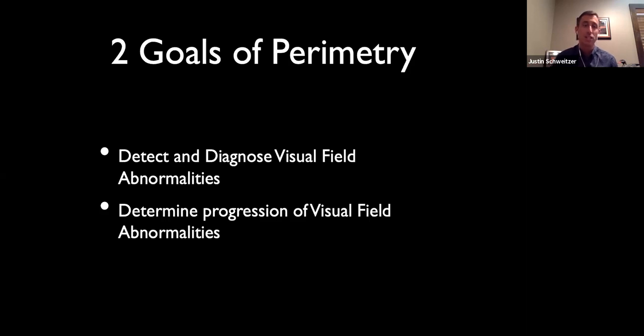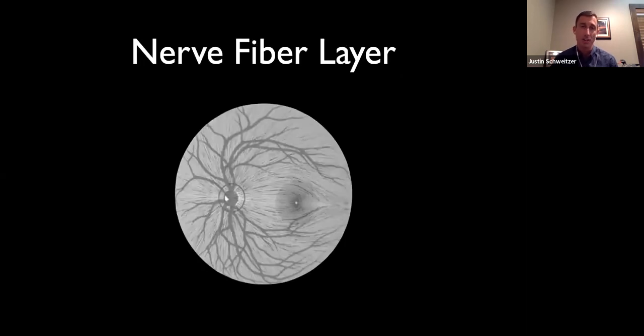The second goal is to determine the progression of visual field abnormalities, and that goes towards our glaucoma patients. So we have a glaucoma patient that we're monitoring. We're trying to check for progression, and the rate of progression, how fast they're progressing. That's the majority of the reasons that we use this type of technology.